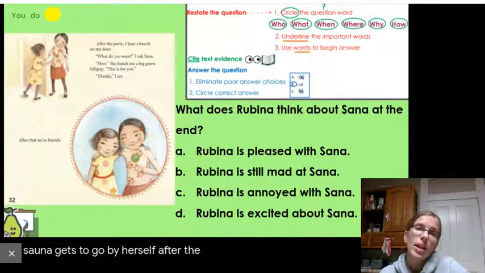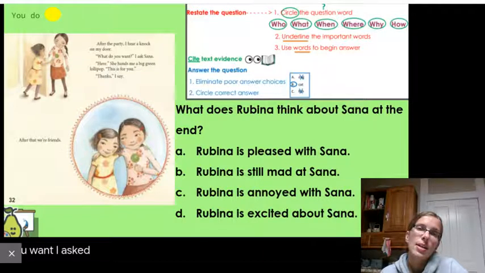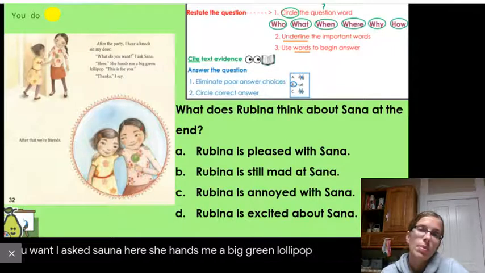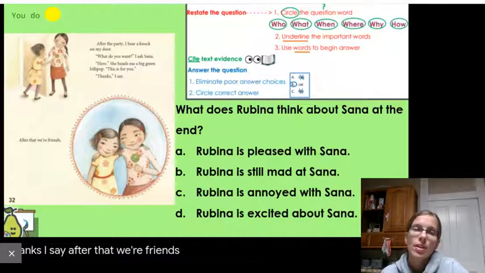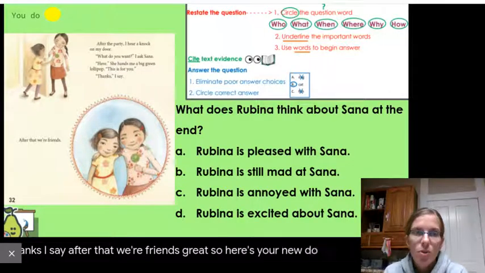After the party, I hear a knock on my door. What do you want? I ask Sana. Here, she hands me a big green lollipop. This is for you. Thanks, I say. After that, we're friends.